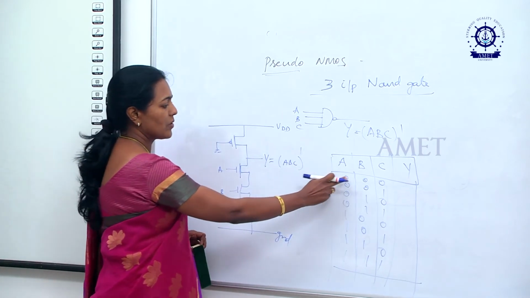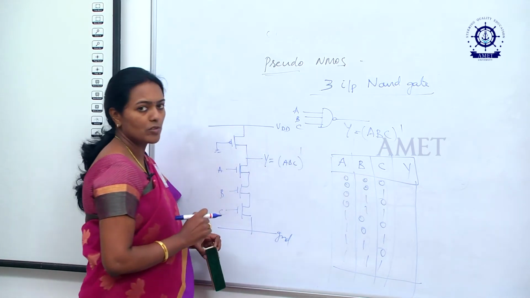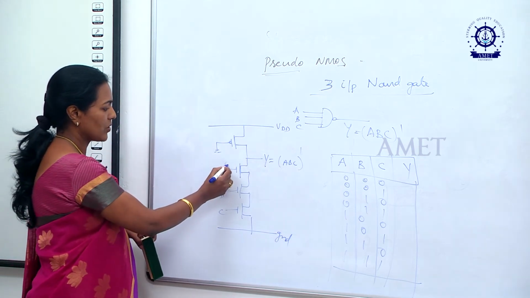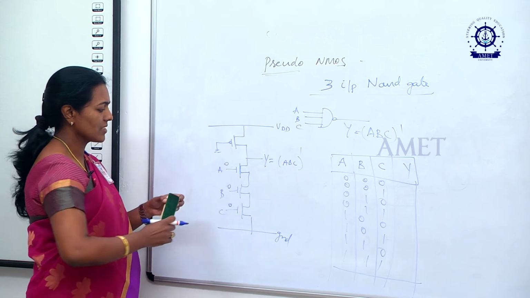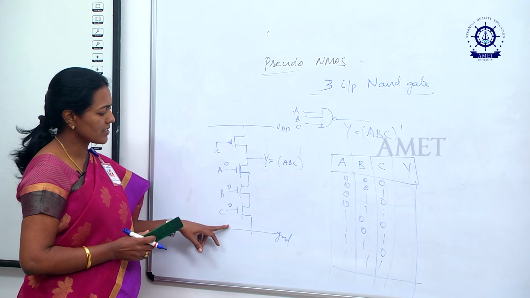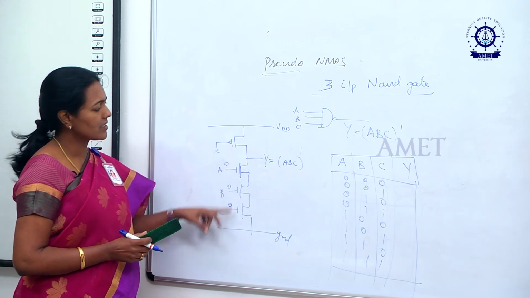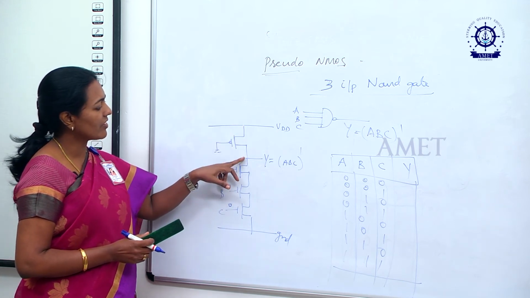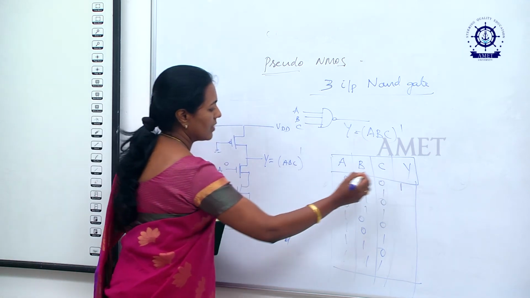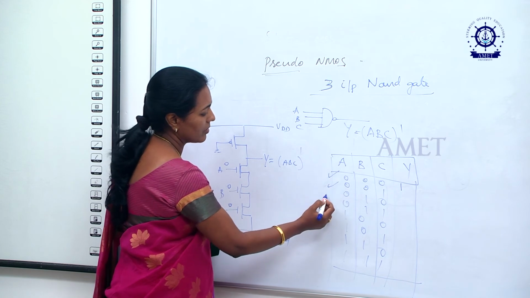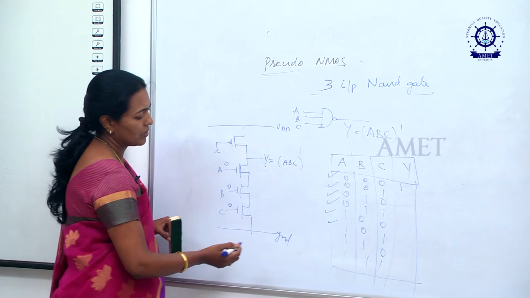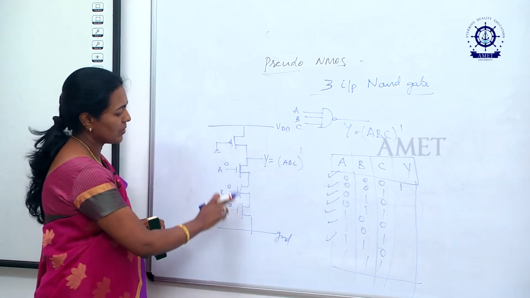For 0 0 0, what is the output that we are going to find out from the structure? Let us apply 0 here, 0 here, 0 here. The meaning of this is you are giving active low input to all transistors. Naturally, the transistors will not conduct. The potential applied at this point will be available over here since it is on. So, it is 1.